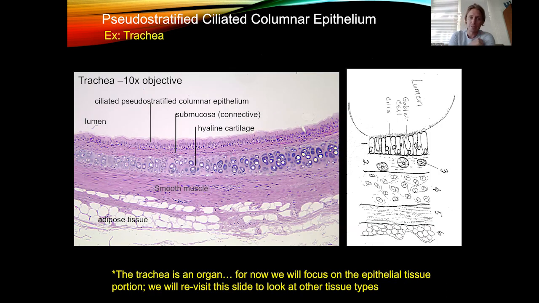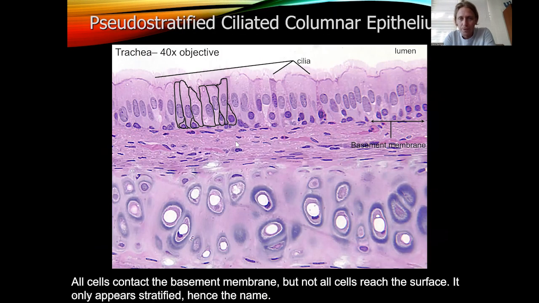All right, here's another trachea slide. So you're going to zoom in here to see that. And when you do this, what you'll see, and this is a nice stain, not all of them are like this, but from the stain, you can clearly see that there's different size cells, but they're not truly stacked on top of each other. They're all touching that basement membrane. So they're actually a simple layer, even though they look stratified, hence the pseudostratified.